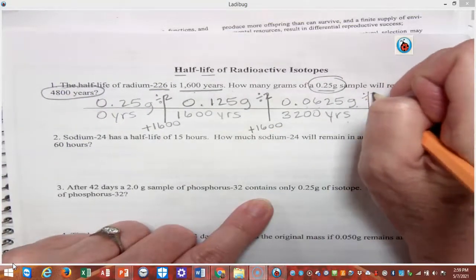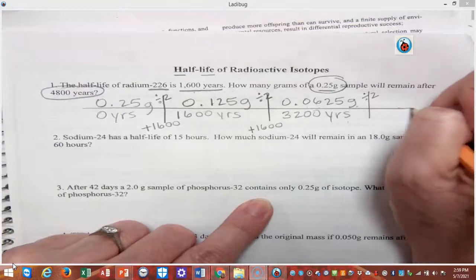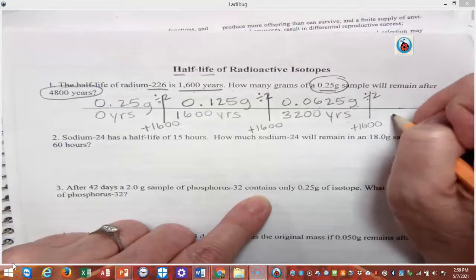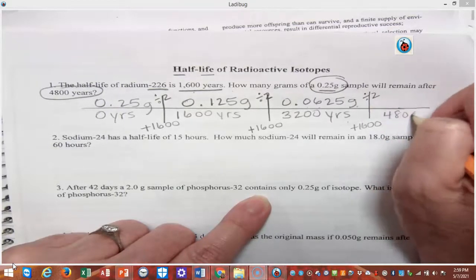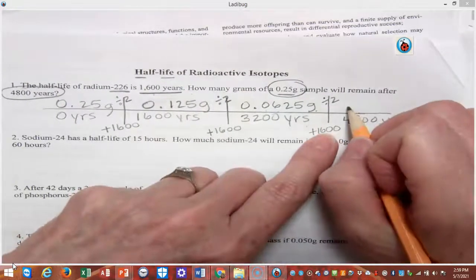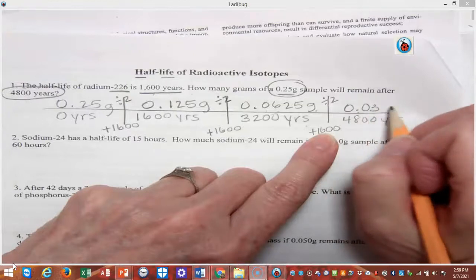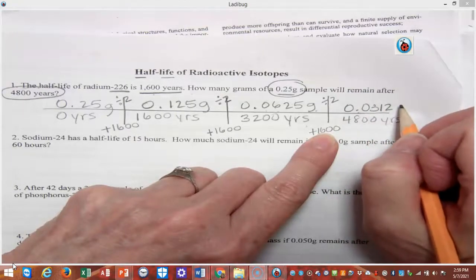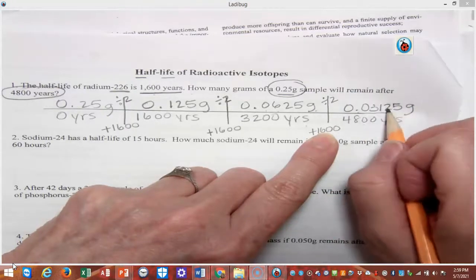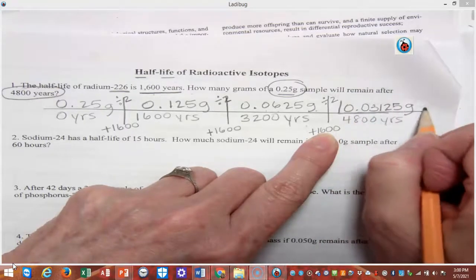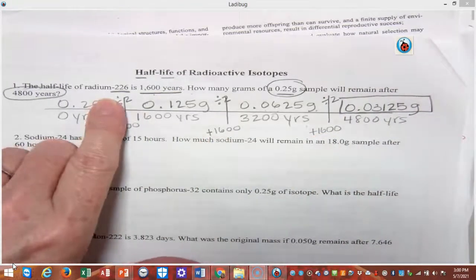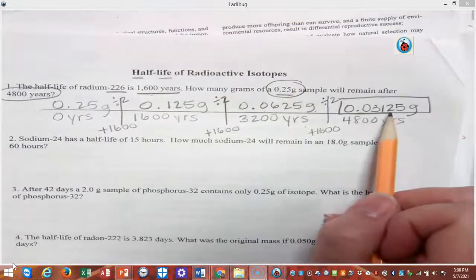So I'm going to divide by 2 and add 1600 on the bottom. So 1600 plus 3,200 is 4,800 years. And what's happened to this sample? Well, it's cut in half again. Half of that is 0.03125. Okay, so after 4,800 years, how much of my sample is left? 0.03125 grams of this radium will be left. And that is your answer.